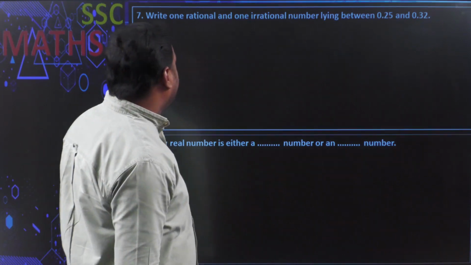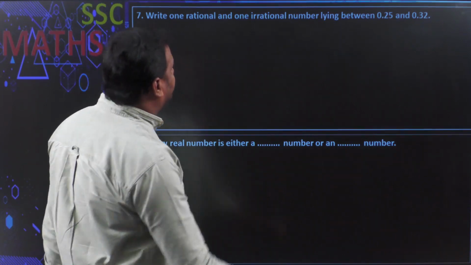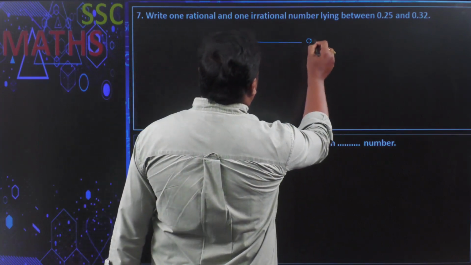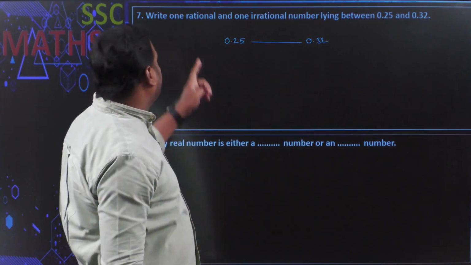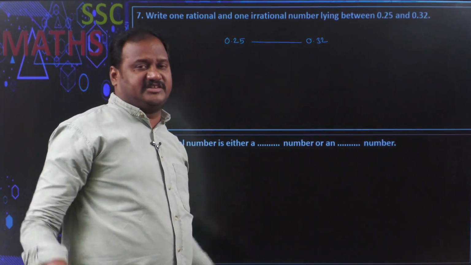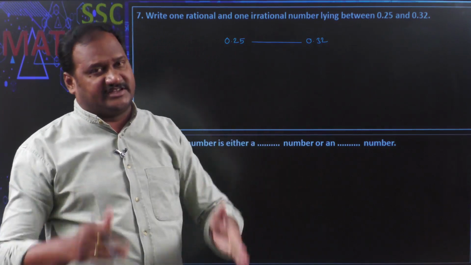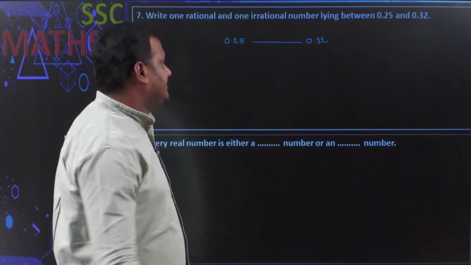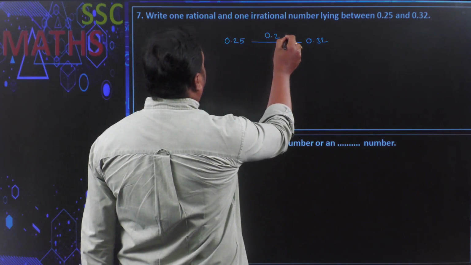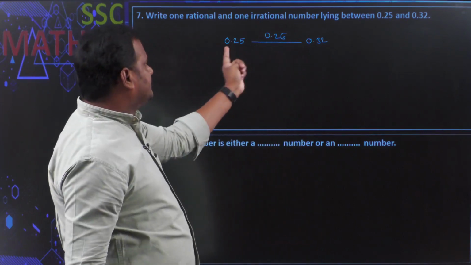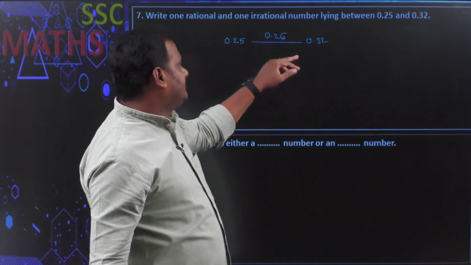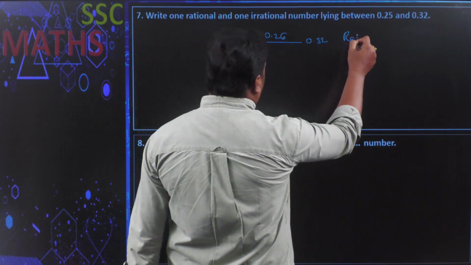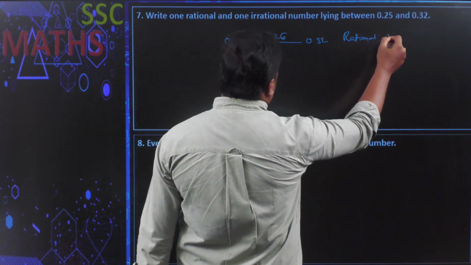So coming to the next one, write one rational and one irrational number lying between 0.25 and 0.32. Now I am going to write one rational number. See, there are infinitely many rational numbers between any two rational numbers. The number should be more than 0.25 and less than 0.32. I would like to write 0.26. Is this 0.26 more than 0.25? Absolutely. And is 0.26 less than 0.32? Yes. So the rational number between them is 0.26.